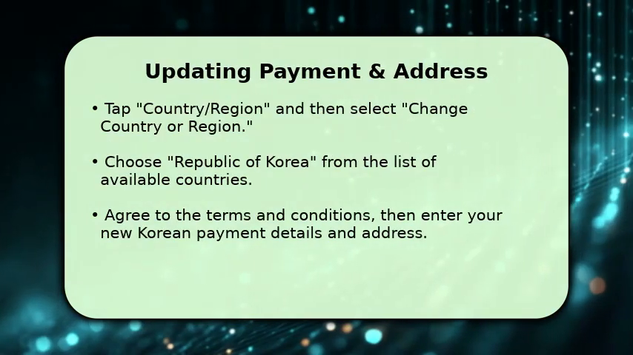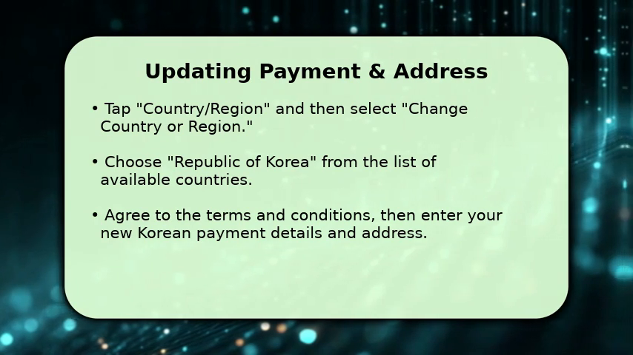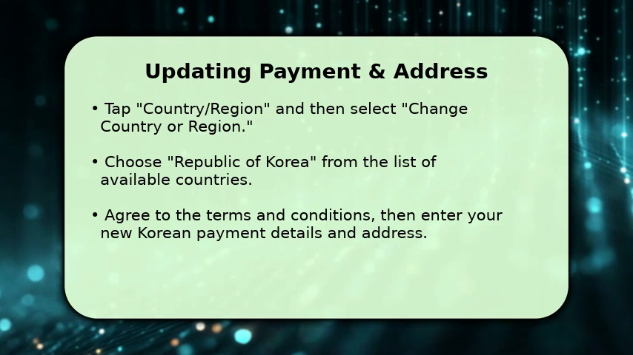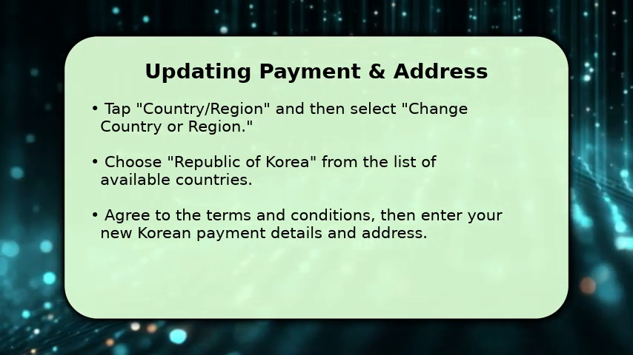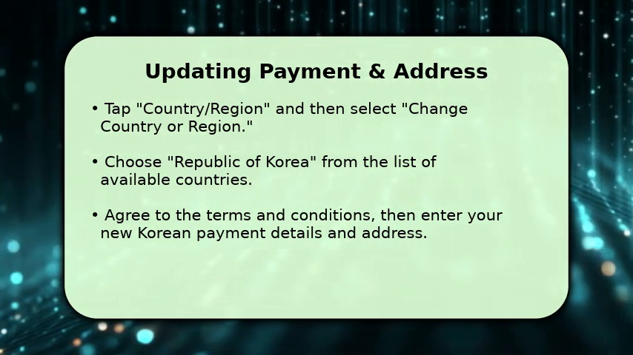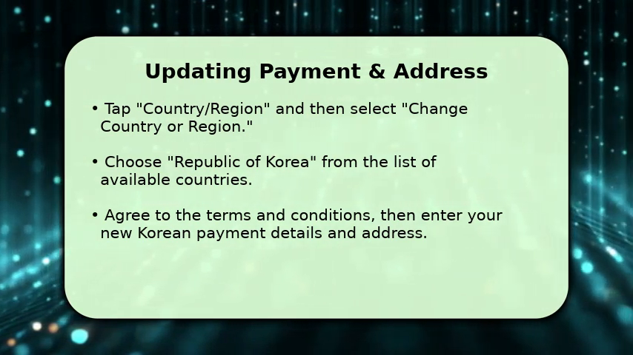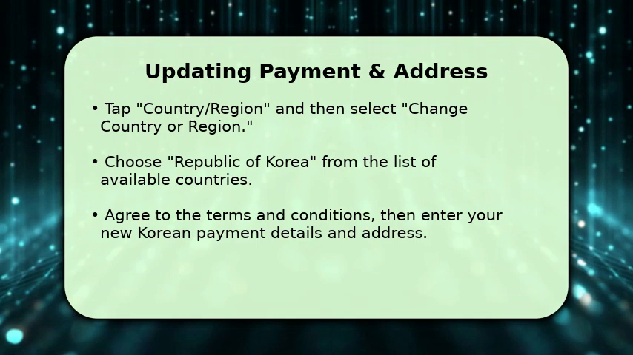Once in your account settings, tap on Country or Region, and then select Change Country or Region. From the extensive list provided, carefully choose Republic of Korea. You will then need to review and agree to the new terms and conditions. After accepting, proceed to enter your valid Korean payment method details and a complete, accurate billing address within South Korea, including a local phone number.